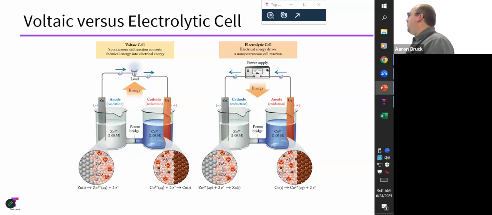And in the process of flowing from the anode to the cathode, the work can be utilized to generate some kind of load. In this case, it's lighting a light bulb. In an electrolytic cell, we are seeing the process being reversed. So here we have the exact same cell. The electrons are flowing in the opposite direction. But I want you to notice two things.